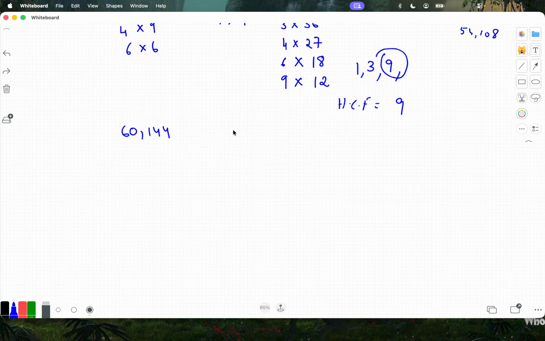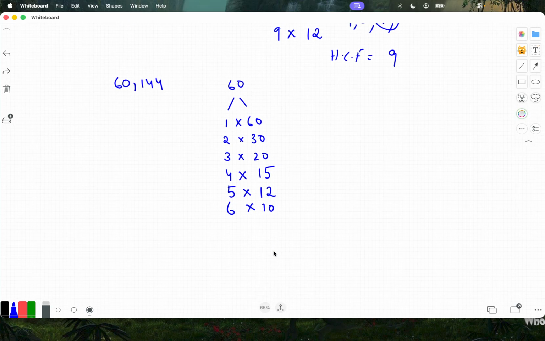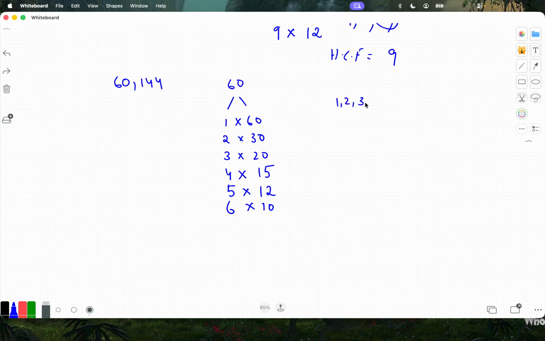How do you write 60? 1 into 60, 2 into 30, 3 into 20, 4 into 15, 5 into 12, 6 into 10. That's it. These are the factors for 60: 1, 2, 3, 4, 5, 6, 10, 12, 15, 20, 30, 60.